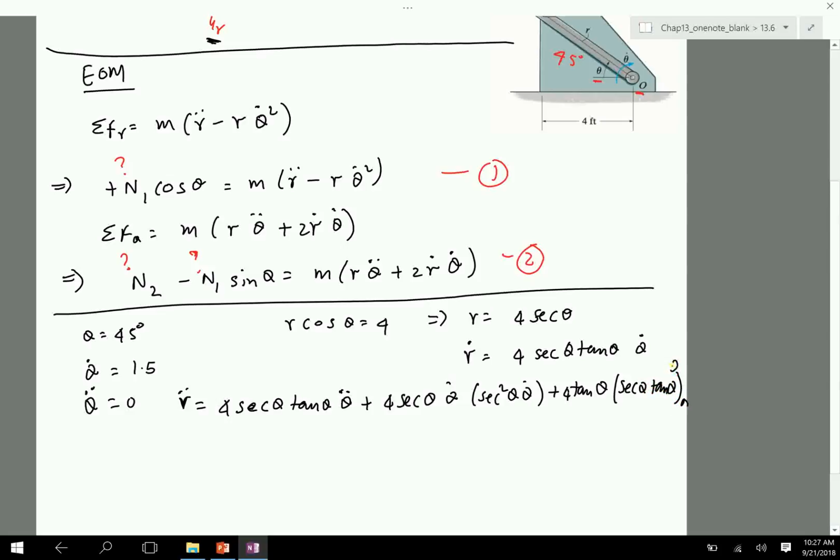Then I'm forgetting a theta dot here. Should be theta dot squared, right? Because there's a theta dot here from here, and then there's another theta dot coming from the fact that I differentiated.